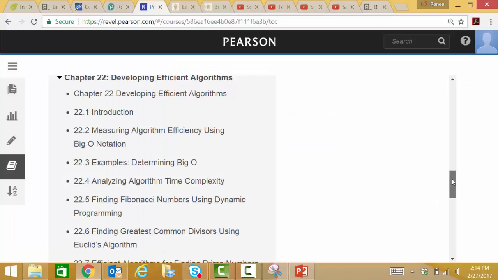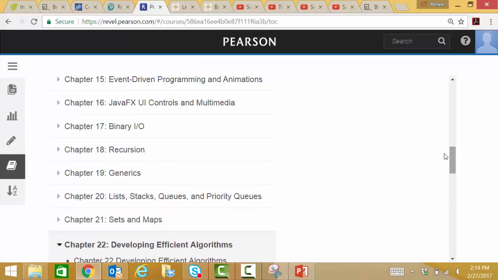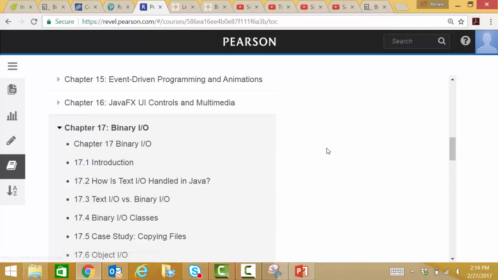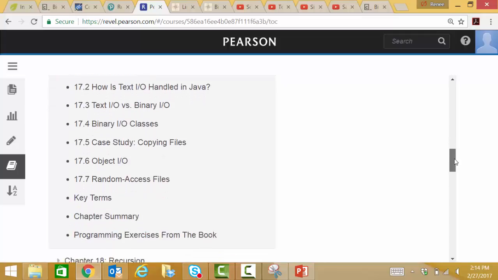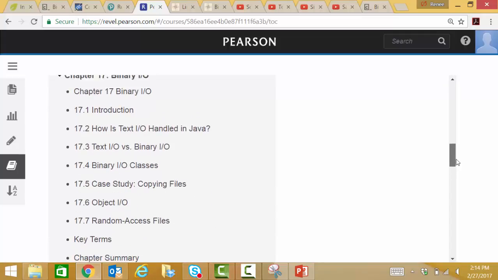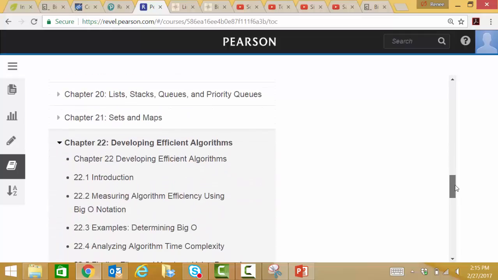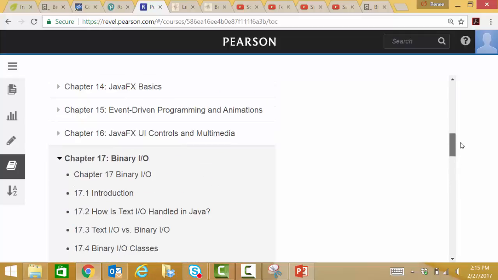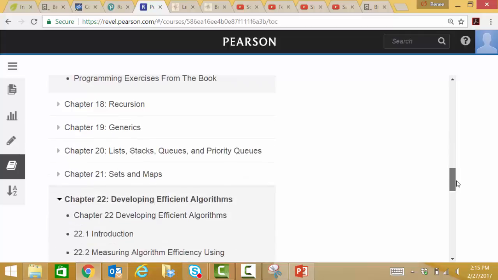So in Ravel, I've also given you access to chapter 17, the binary I/O chapter, and you'll find it to be pretty short, so it's not going to be a problem to be looking at this chapter while you're working with chapter 22. But you're definitely going to need some information out of that chapter 17.